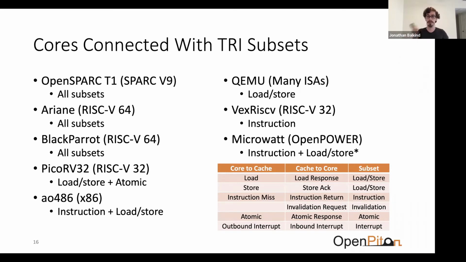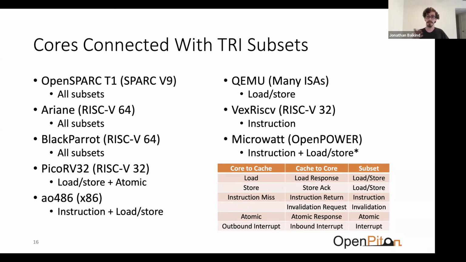So, there's the PicoRV32 core. That was the first core that we connected other than the SPARC core. We have the AO486, which is a re-implementation of Intel's 486SX from back in the 80s, and we have other options here. In particular, we have Microwatt. So this is the first OpenPOWER core that we've tried to connect so far.